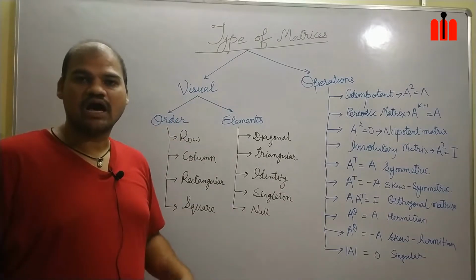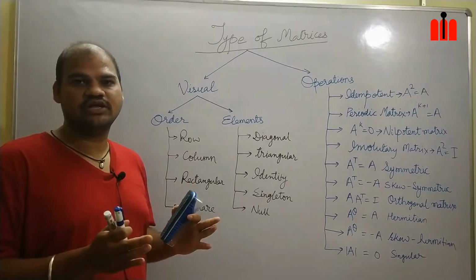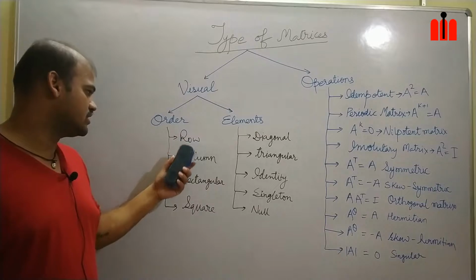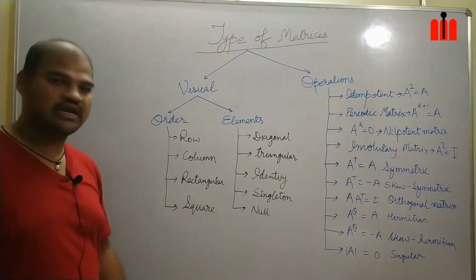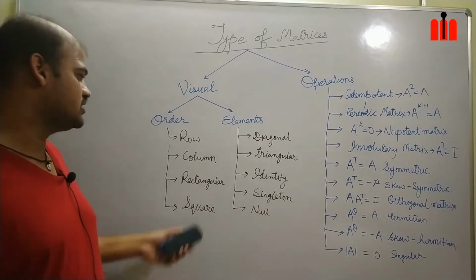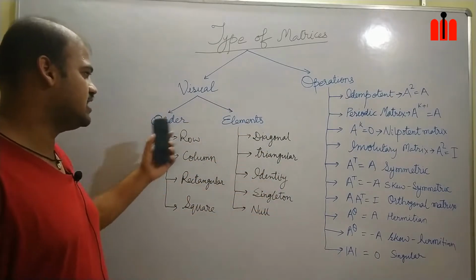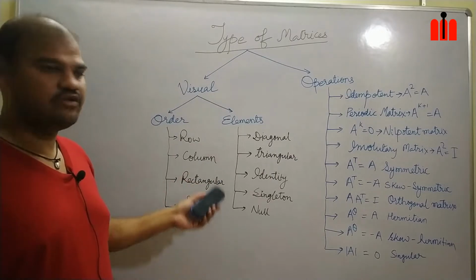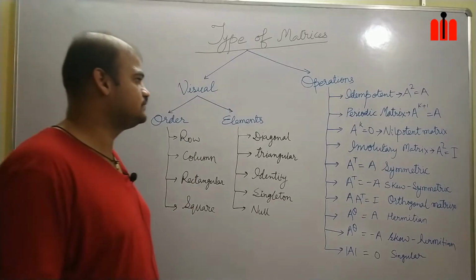Visual class matrices are those for which, directly by visual representation, you will come to know which type of matrix it is, like whether it is a row matrix, an identity matrix, or a singleton matrix. You can identify the type of matrix that way, so such matrices fall under the visual class.